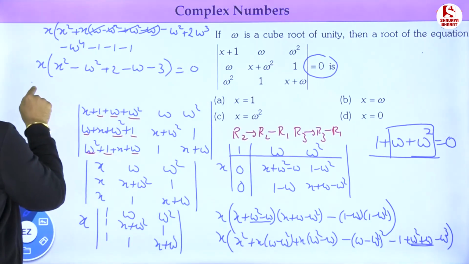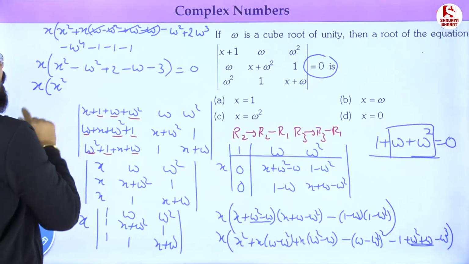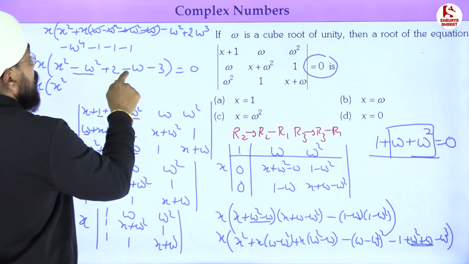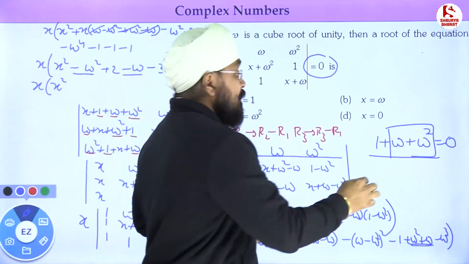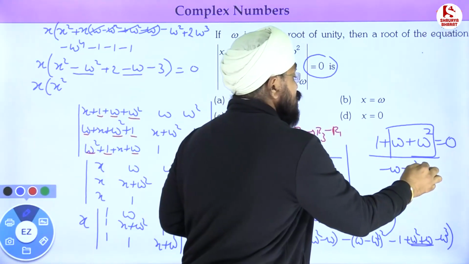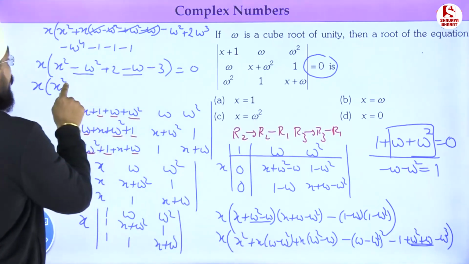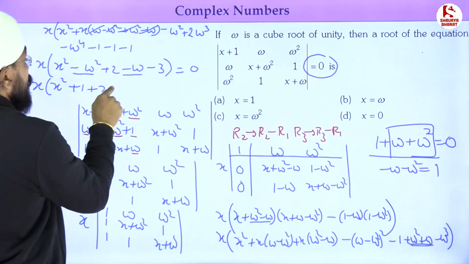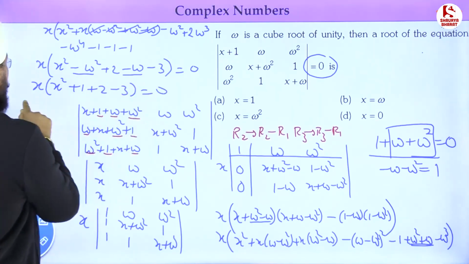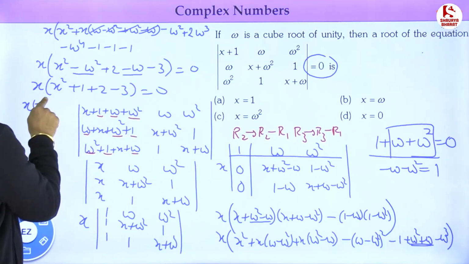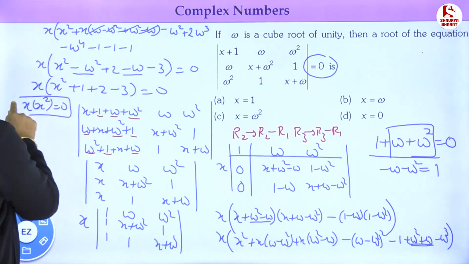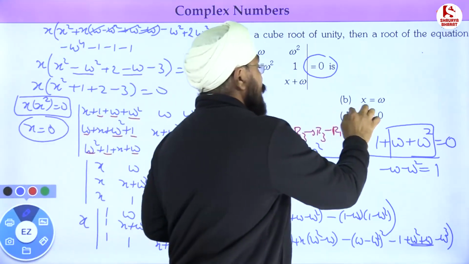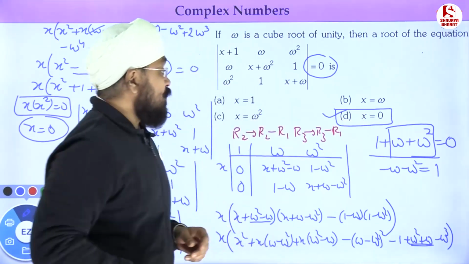If I put it equal to 0, this is x square. Then this term will become minus omega square minus of omega. You can see that minus omega square will give you 1. So in place of this, I'll have plus 1, and then this is 2, this is minus 3. Dear student, it is actually becoming x square only. So one answer we are getting, which is x equal to 0. There is only one answer for this, that is x equal to 0.